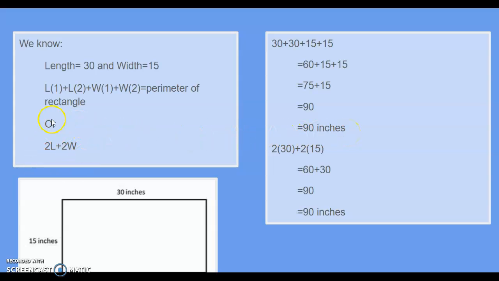Let's try solving it with our second equation. We multiply the length times 2 and the width times 2. Our length is 30 and our width is 15. So let's do our length times 2. 2 times 30 is the same thing as 30 plus 30, which equals 60. 2 times 15 is the same thing as 15 plus 15, which is 30. So 60 plus 30 equals 90. And remember to add your measurements. Notice how both of them equal the same.